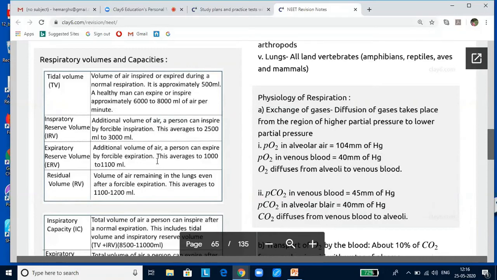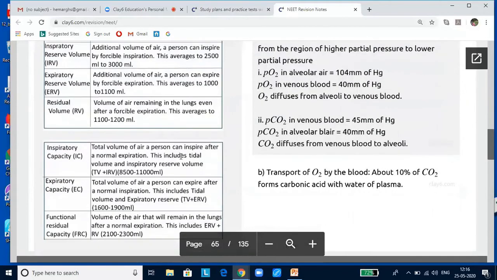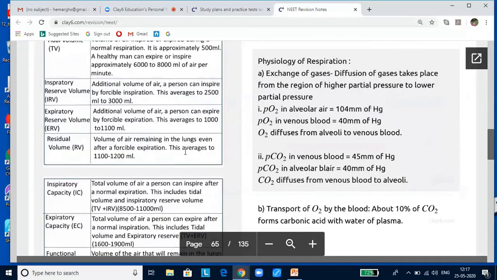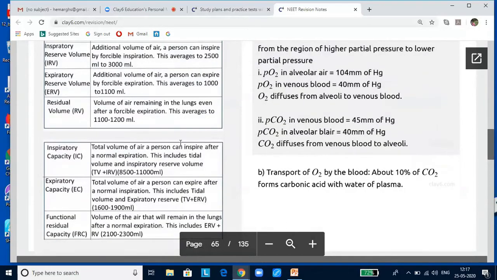Expiratory reserve volume is the additional volume of air a person can expire by forcible expiration, and this averages 1000 to 1100 ml. Residual volume is the volume of air remaining in the lungs even after forcible expiration, and this averages 1100 to 1200 ml. These values are very important. Please make a note of it and learn it.